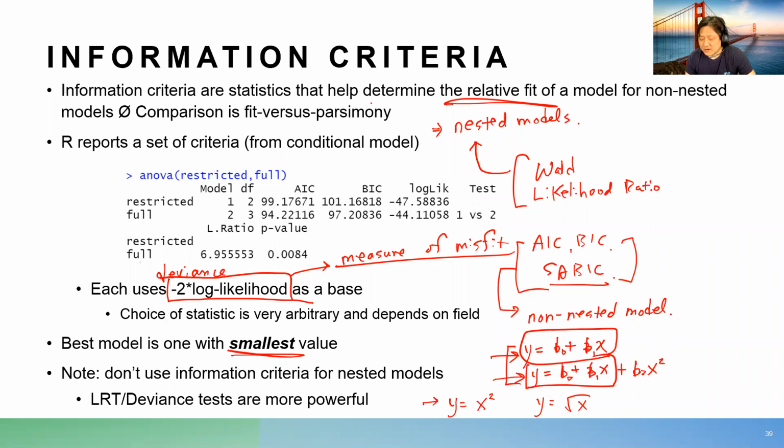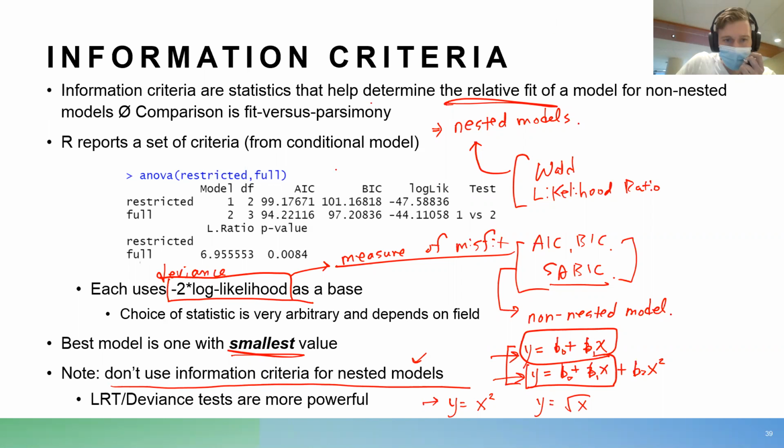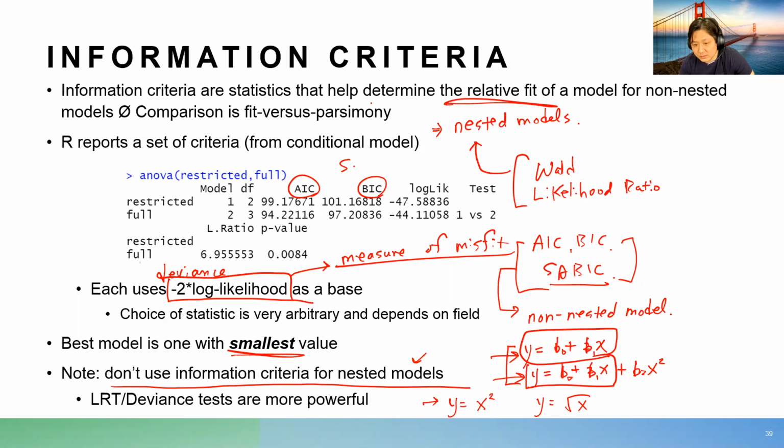This is because these information criteria all include the deviance part. So please don't use information criteria for nested models. For nested models, the likelihood ratio test or Wald test is more powerful. Also, there are many different types of information criteria. R only provides AIC and BIC, but the Mplus program and other programs also provide SABIC. This is the sample-adjusted BIC.